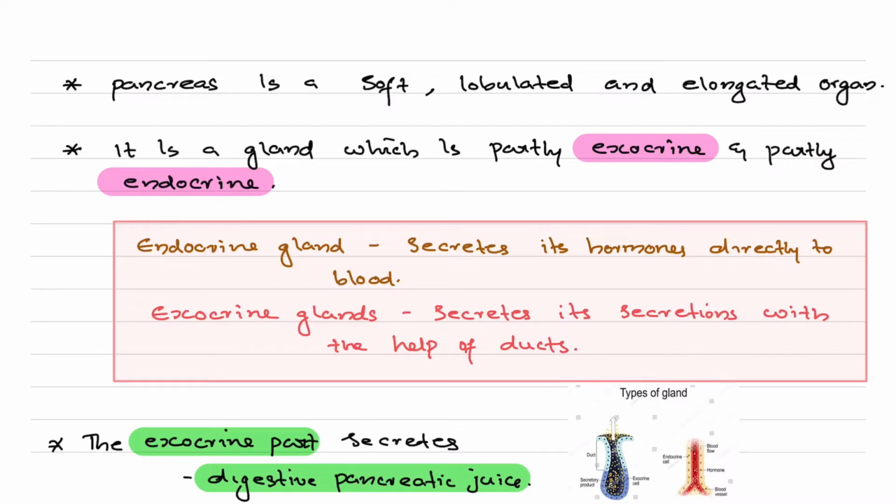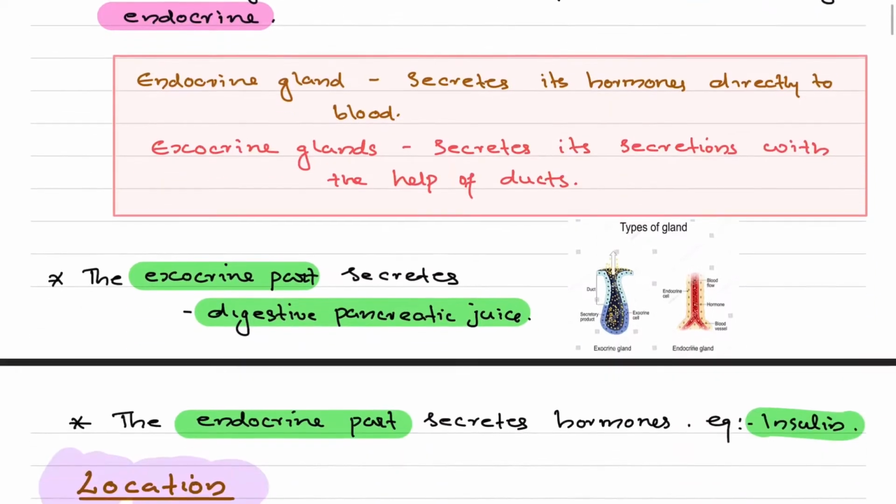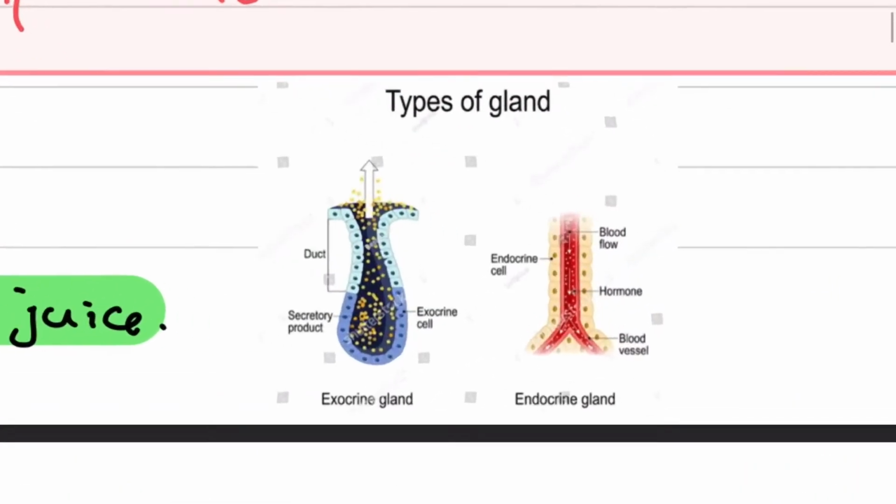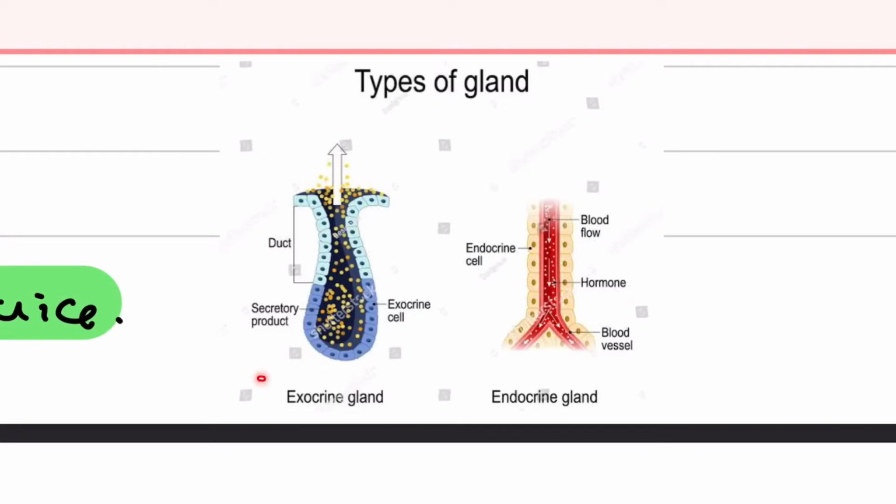Exocrine glands have different types of secretions, like some have digestive juice, some have sebaceous secretion. Sweat glands secrete sweat also. So see this picture, this is an example of an exocrine gland. These are cells of the gland which secrete something. This secretion is carried to its destination with the help of this duct. See, this is the duct. So that is an exocrine gland.